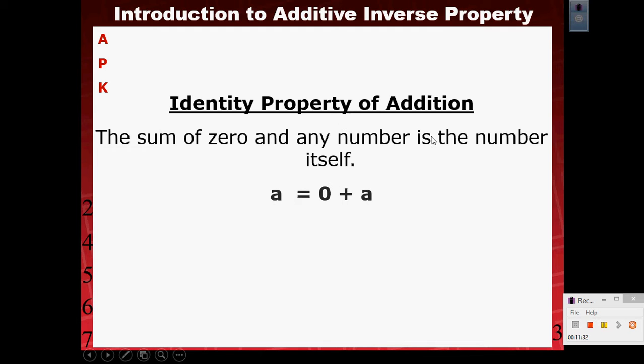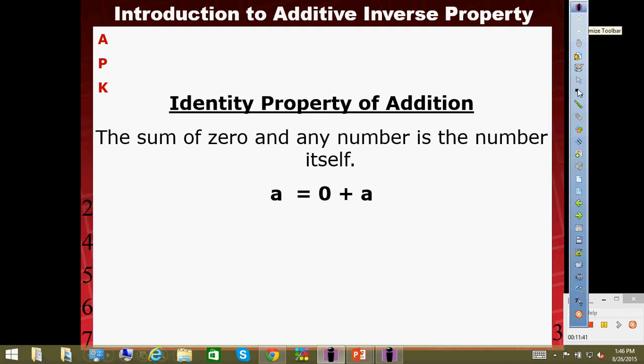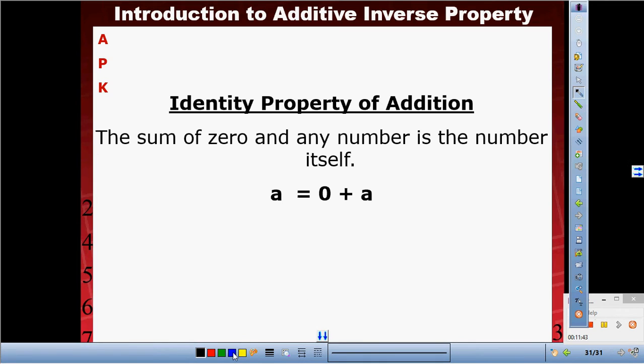You're just paying attention. An easy way to remember this, guys, is like this. Watch. First of all, addition. Do you see addition here? Yes, it's right here. And then here, the identity property uses the number 0.